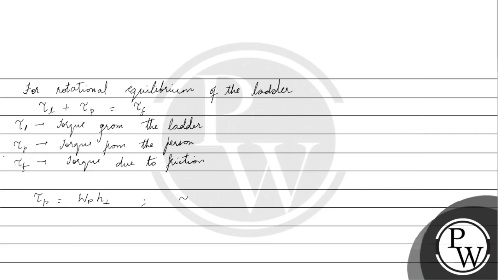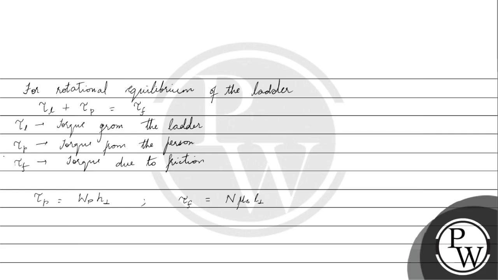Similarly, the torque from the friction can be written as normal force multiplied by mu s L perpendicular, where n is the normal force, mu s is the coefficient of static friction and L perpendicular is the perpendicular component of the length of the ladder which is perpendicular to the normal force.